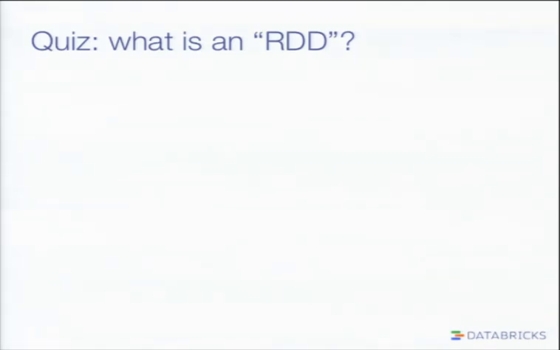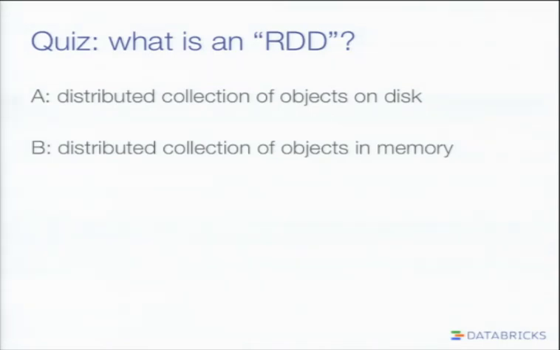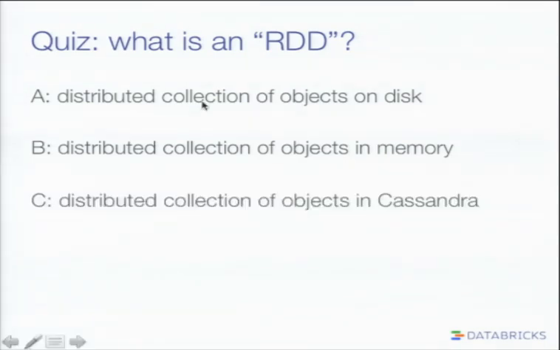Why don't you put up your hands if you think you know the correct answer? A, an RDD is just a distributed collection of data on disk. Anybody? Nobody. Second one, an RDD is just a distributed collection of objects in memory. A couple hands. And the third, an RDD is a distributed collection of objects in Cassandra, or maybe some other store. Anybody?